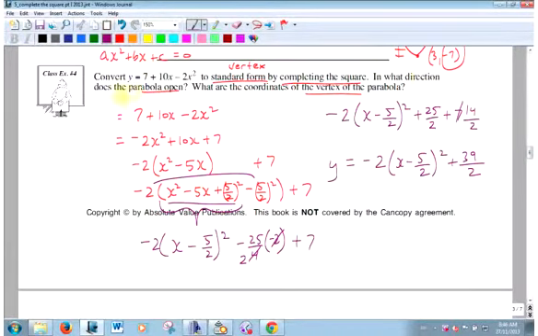Now, answer the question. Which way does this parabola open? If a is negative, it opens down. Okay, so let's answer it. Down. What are the coordinates of the vertex? Vertex is 5 over 2, 39 over 2. That's in vertex form. That's why we like it. Okay, so fractions are kind of nasty. Let's do another one without a fraction.